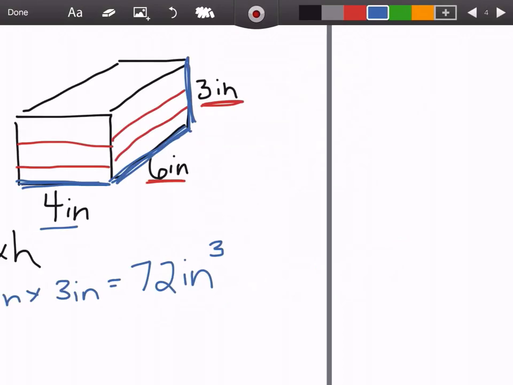Okay, here's another problem. I want you to pause the video when I tell you to and try to find the volume of this figure on your own. Go ahead and pause the video now.